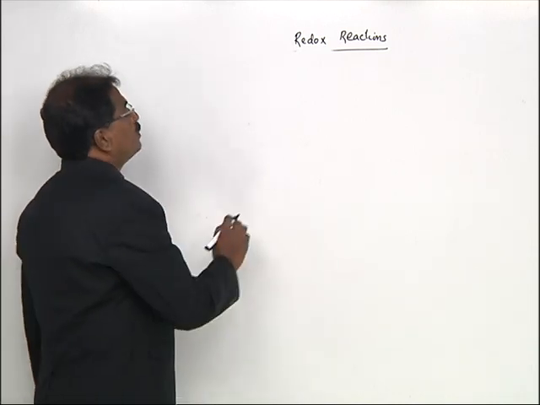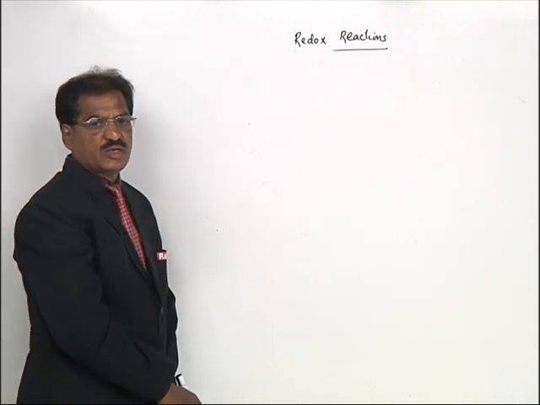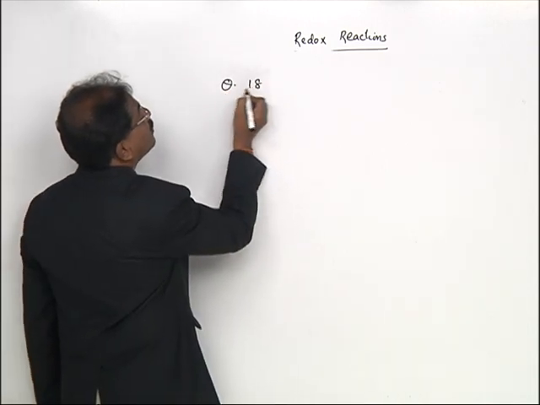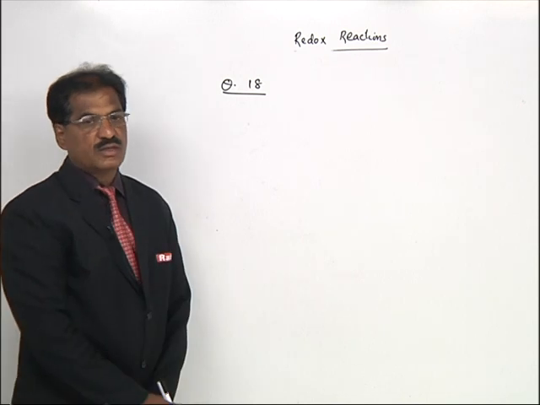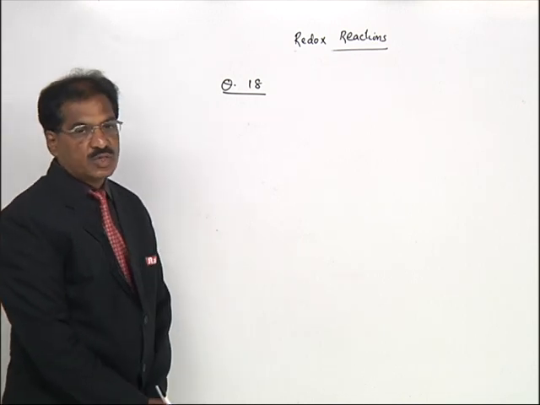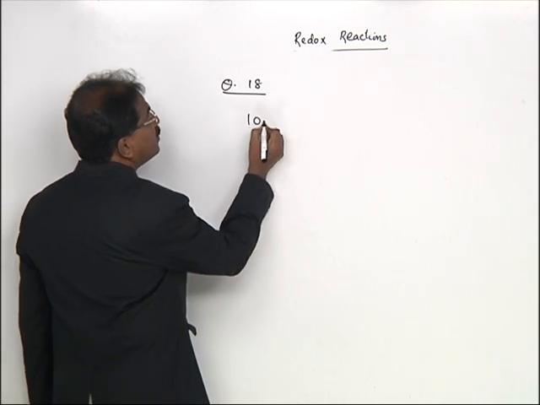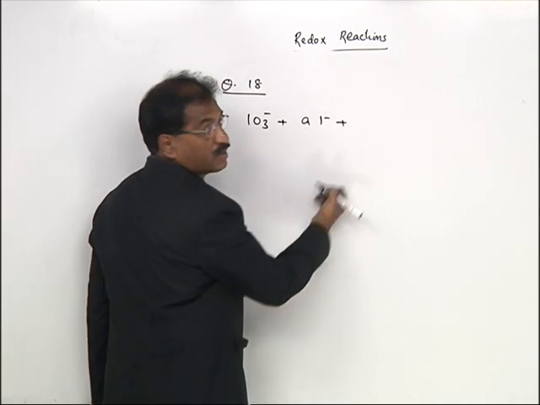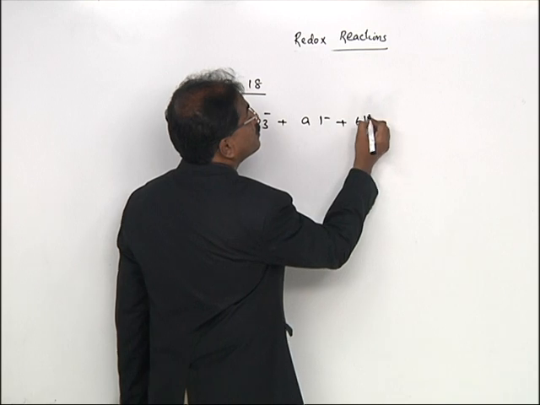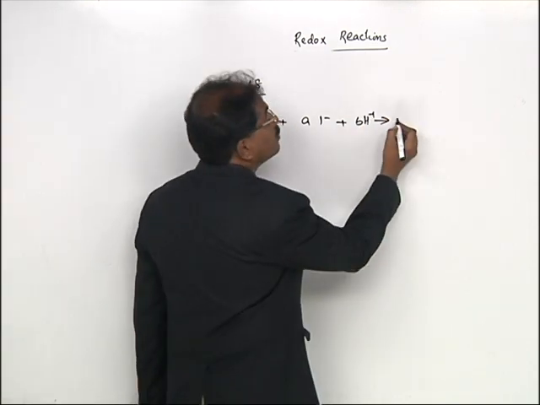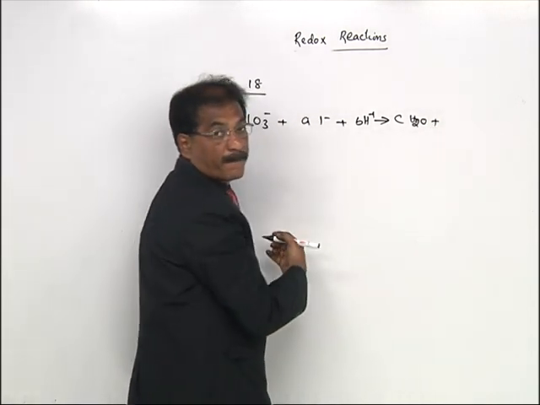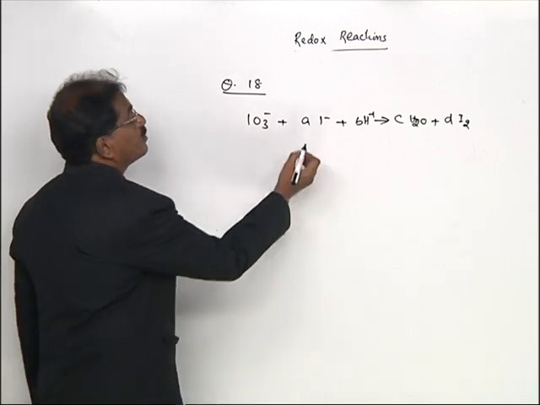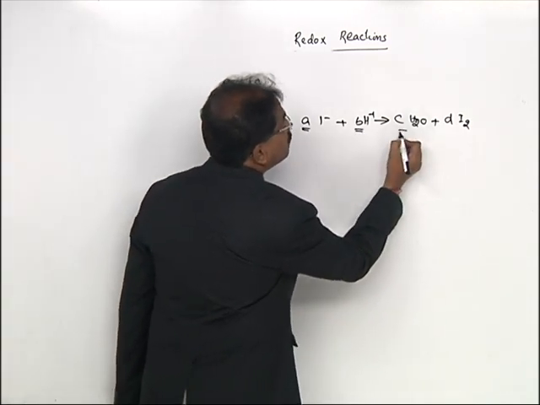Next. In the given balanced equation, we have to identify the stoichiometric coefficients. So, question number 18. In the balanced equation, we have to identify the stoichiometric coefficients. The equation given in the problem is IO3 minus plus A I minus plus B H plus gives C H2O plus D I2. So now we have to identify the value of A, the value of B and the value of C.